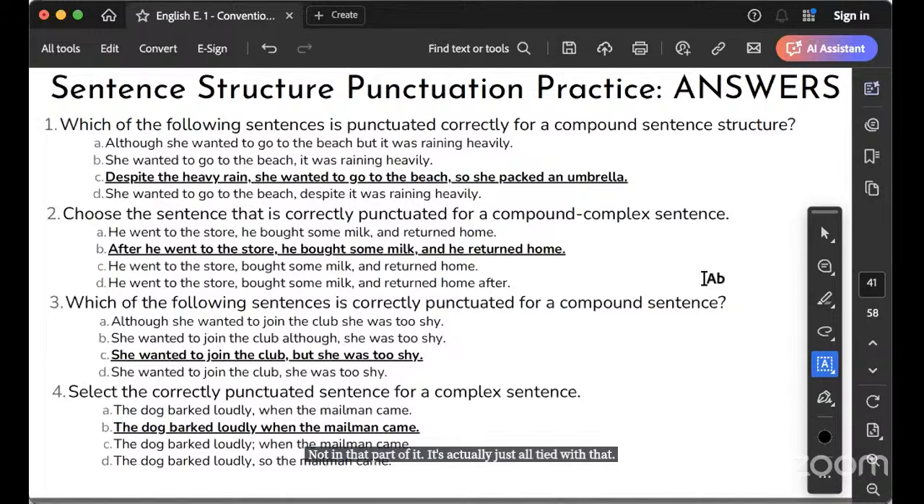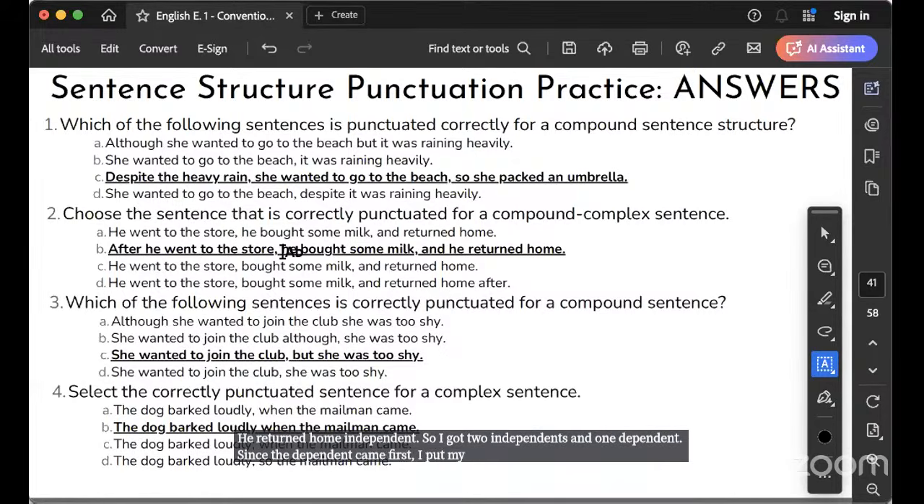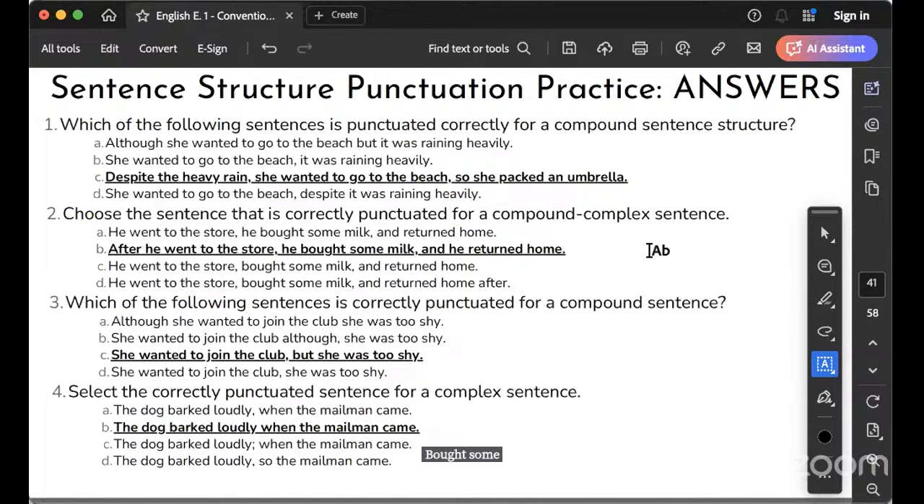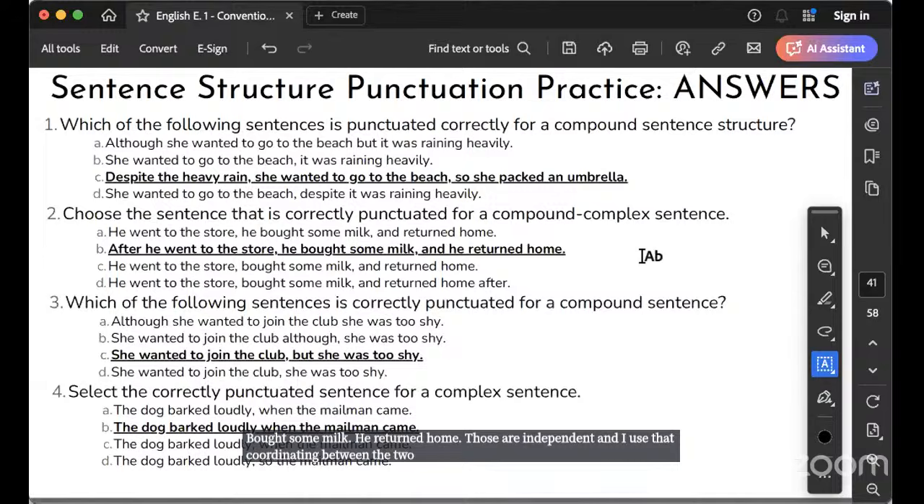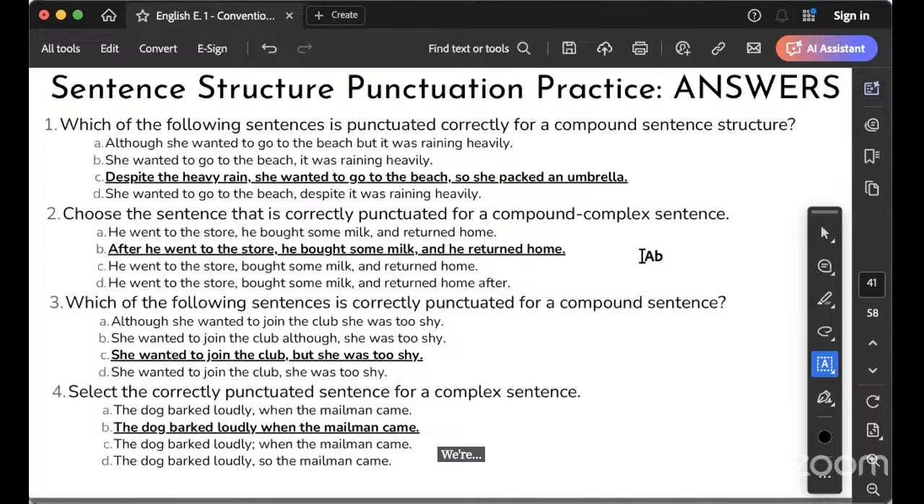After he went to the store, dependent clause. He bought some milk, independent. He returned home, independent. So I've got two independents and one dependent. Since the dependent came first, I put my comma, check. He bought some milk, he returned home. Those are independent, and I use that coordinating conjunction between the two, so I put my comma right in front of it. So check. With, after he went to the store, doesn't.